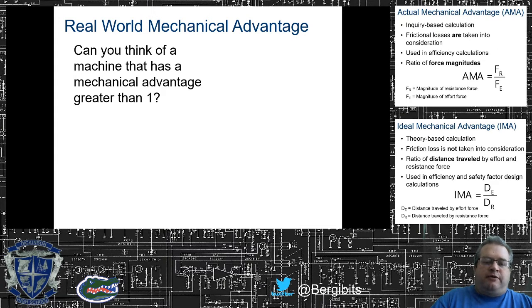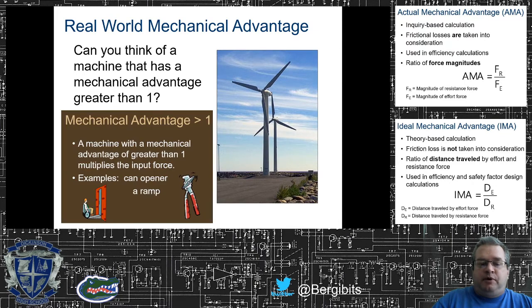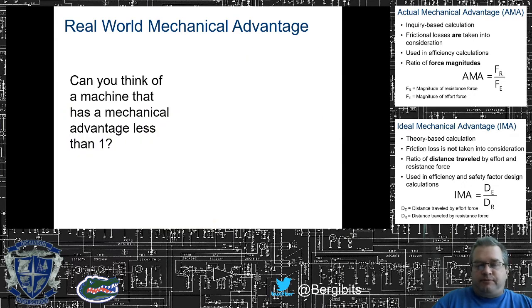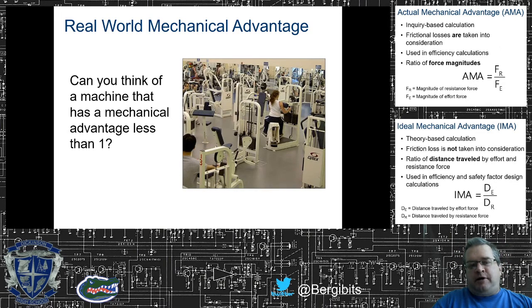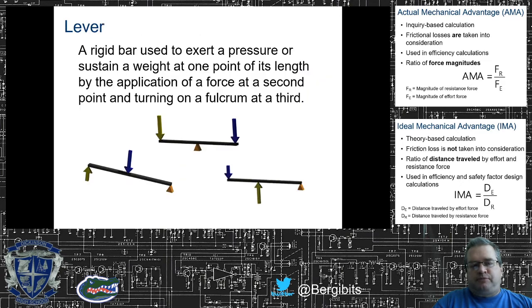Alright, so if you have a mechanical advantage greater than 1, you're going to be further away from the fulcrum, and it's going to require less force to overcome the resistance. Examples of that would be a windmill, a ramp, and a can opener. That multiplies the input force. A real world mechanical advantage less than 1 would be something that takes more force to overcome resistance, which would be anything in a gym. You have to use more force to overcome the resistance.